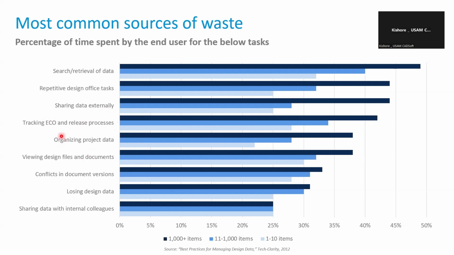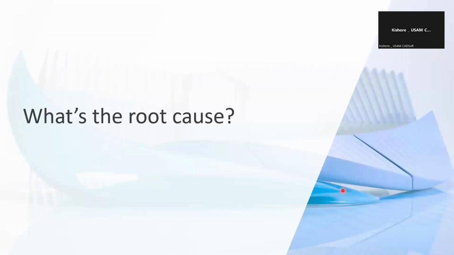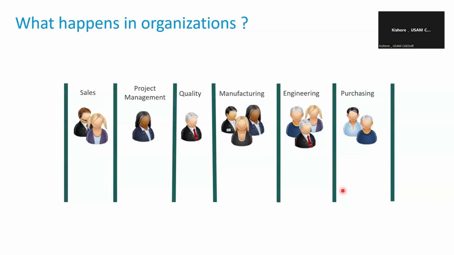And not only that, you can track your engineering change orders and release process very seamlessly. Because without Vault, for all these tasks, you will be spending a minimum of 25% to 45% of your time. So what is the root cause? Why exactly is this kind of time wastage happening?